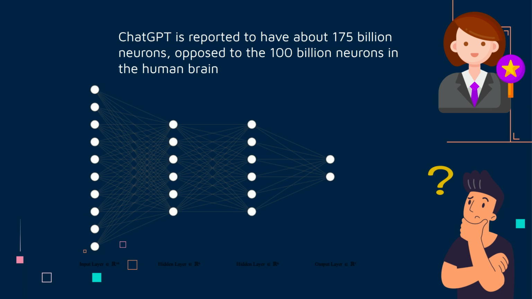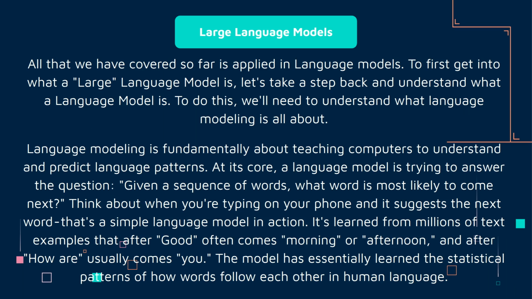Just as a fun fact, ChatGPT is reported to have about 175 billion neurons, as opposed to the 100 billion neurons in the human brain. So neurons are basically these things right here. You can see how massive this can get, and some models have way more than that. It's a lot more complicated than this, but take it at this for the meantime, and then we'll expand more on our knowledge.